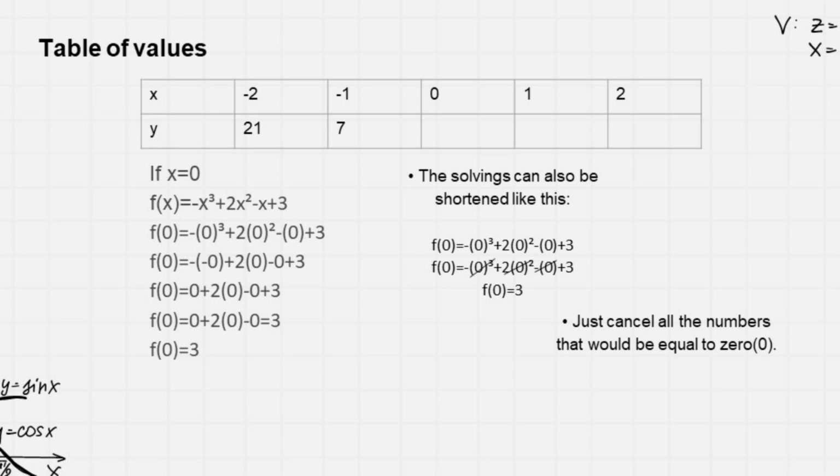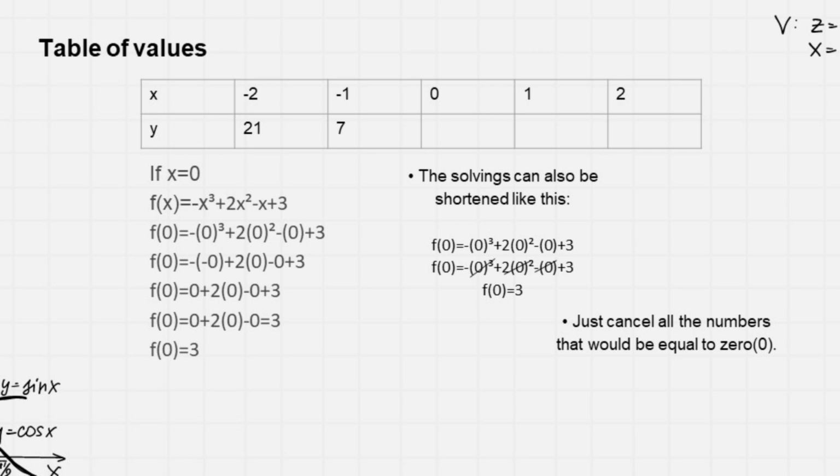So number 3, f of x is equal to negative x cubed plus 2x squared minus x plus 3. So f of 0 is equal to negative times 0 cubed plus 2 times 0 squared minus times 0 plus 3. So 0 cubed is equal to 0. Plus 2 times 0 squared is equal to 0. Minus 0 plus 3. Negative times 0 is equal to 0 plus 2 times 0 minus 0 plus 3.